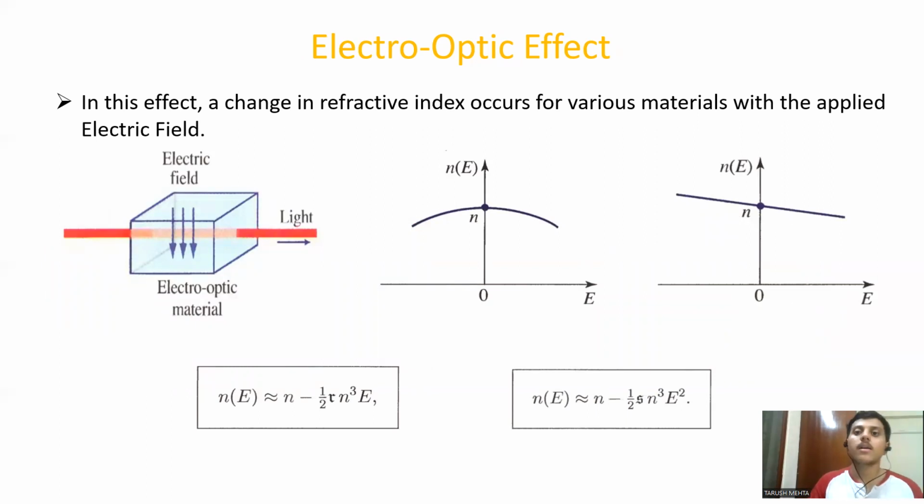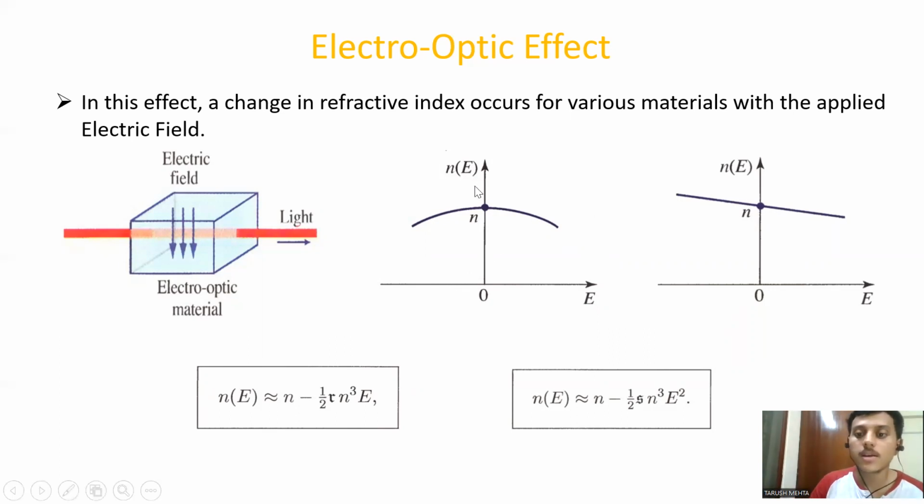The second kind of optical modulator is the one which works under the electro-optic effect. Whenever an electric field is applied to some material, it can cause a change in the refractive index of that material, because of which the light wave that is incident gets modulated when it comes out from that material.